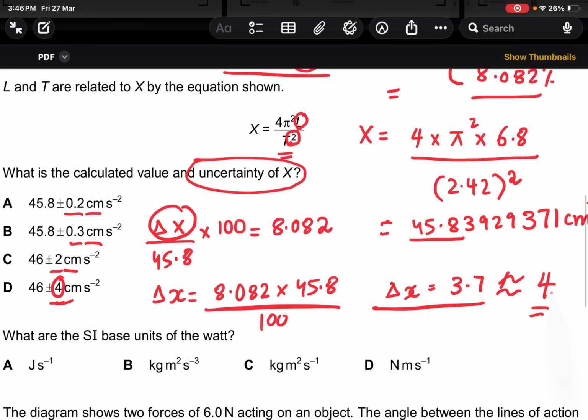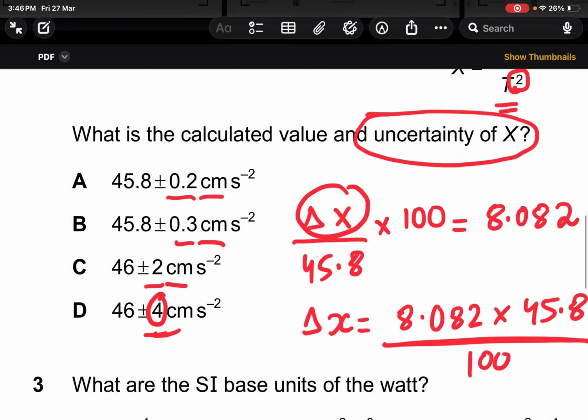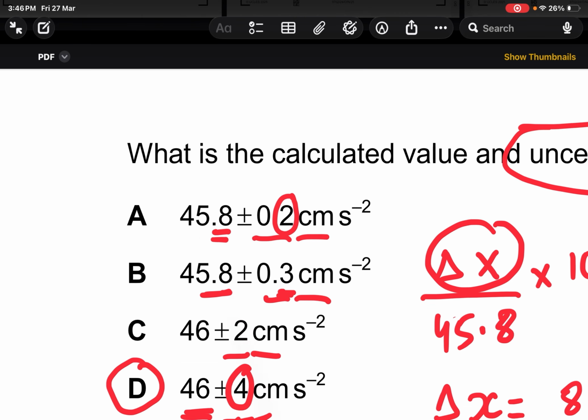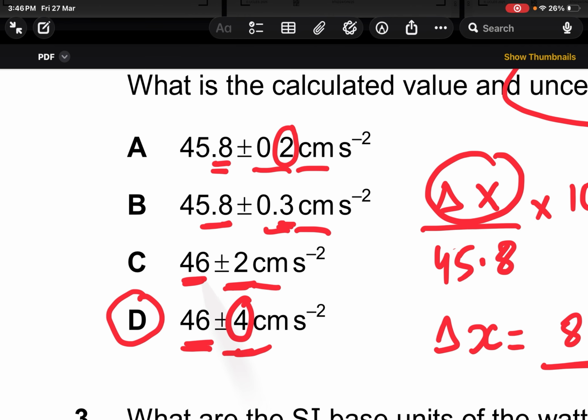Now the uncertainty is up to 0 decimal places. There's no decimal in my actual uncertainty. So there has to be no decimal in my value as well. So it's option D. Over here you can see there's one decimal in the actual uncertainty, so there's going to be one decimal in the value. If there's one decimal here, there's going to be one decimal here. If there's no decimal here, then there's going to be no decimal here. That's a very important thing, that your value has decimal places equal to those of your uncertainty.